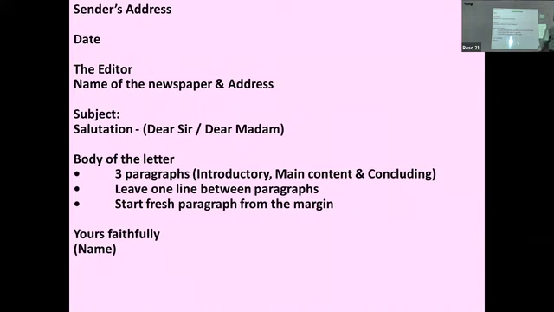Next class when we meet, I think it's on Friday. Tomorrow we have class. So tomorrow when we have class, we will take up a few examples and solve examples of this letter to the editor. So this is all for today.